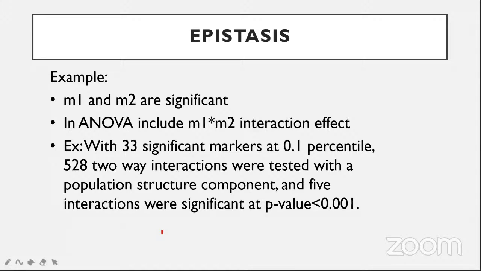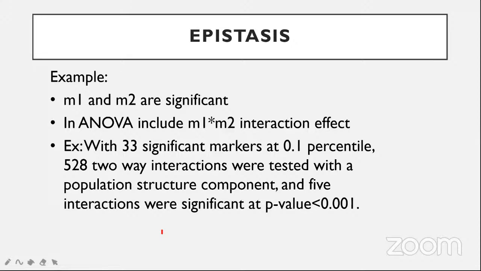Then yesterday we came up with the word epistasis. Epistasis is again one thing I proposed in 2014 in one of my PLOS ONE papers. So let's say you have two markers that are significant, present in different chromosomes or on the same chromosome. In ANOVA, we just include M1, M2, and an M1 by M2 interaction effect. So if they're significant at a certain percentage, we say there is epistasis or they are related even though they're on different chromosomes. For example, in one of my studies, I had 33 significant markers, out of which 528 two-way combinations or interactions were tested, and only 5 interactions were significant at a p-value of 0.001.